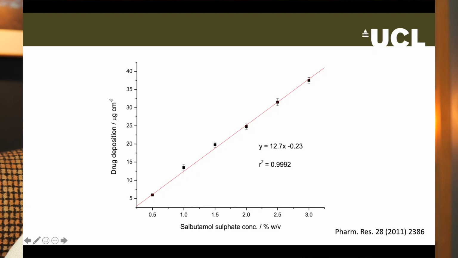On the screen, you can see our calibration curve, and it's pretty straight. By changing the concentration of drug solution, salbutamol sulfate in this case, in the cartridge, you can see that you can change the amount of drug deposited on the substrate.